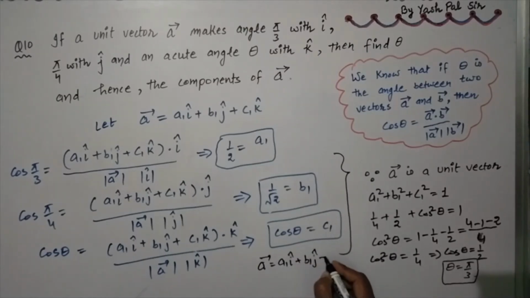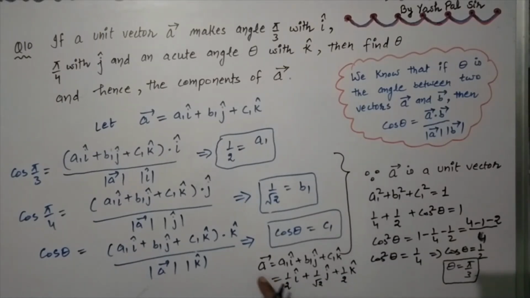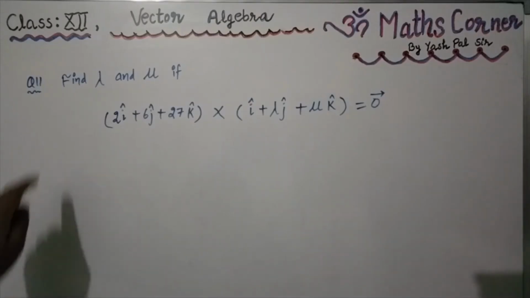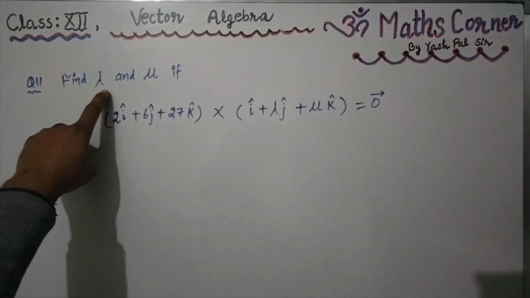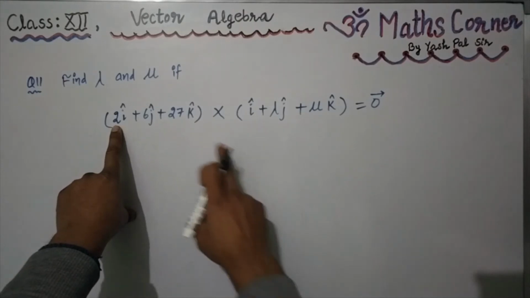So hence find the components. So what are the components? Vector A is equal to a1i plus b1j plus c1k. What is a1? a1 is 1 by 2 i, plus what is b1? 1 upon square root 2 j, plus c1 is cos theta, whose value is 1 by 2 k. So these are the components of vector A, hence the result.